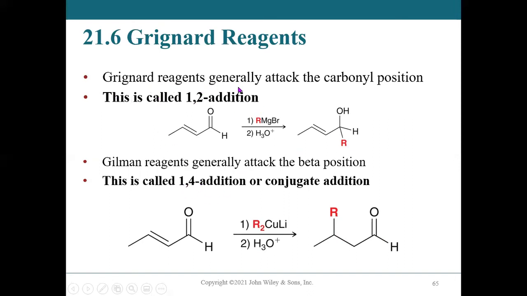The Grignard reagent generally attacks the carbonyl position. So this will be the 1,2 addition. Grignard reagent is alkyl magnesium bromide. So the Grignard reagent usually attacks the carbonyl carbon. The Gilman reagent usually attacks the beta position, and this is called the 1,4 addition or the conjugated addition. And here is one example of the Gilman reagent, the alkyl copper lithium, lithium cuprate.